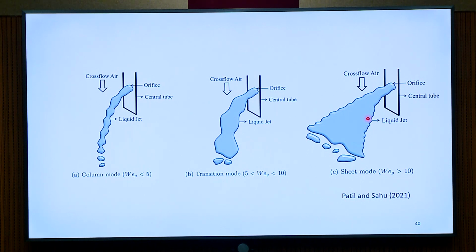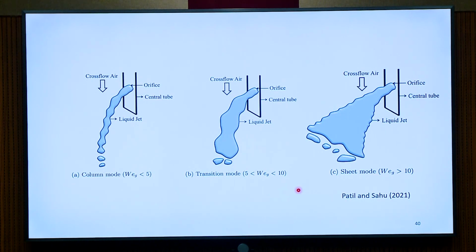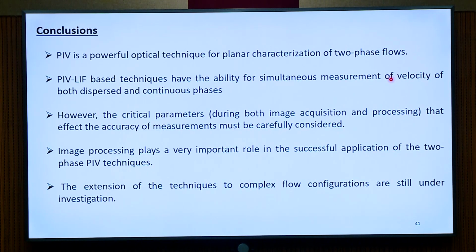transforming into a sheet before it breaks up. And if we take normal shadowgraph images here, we don't see much. This is because there is this tube that always appears in the background. So I just gave some quick examples.